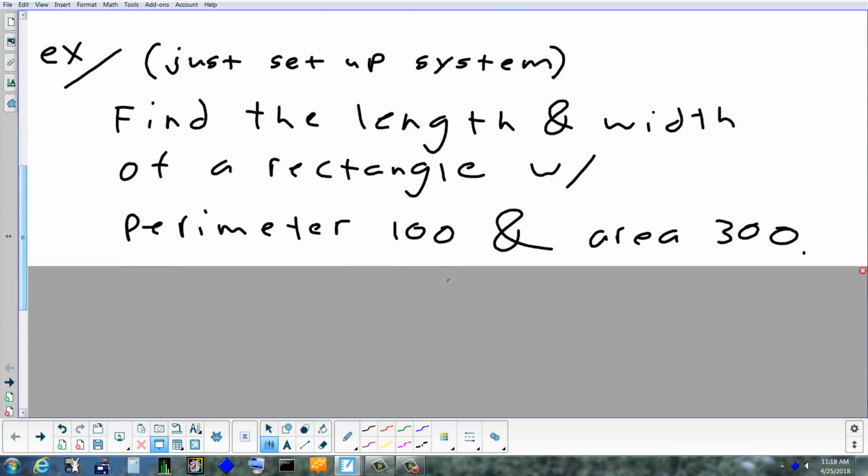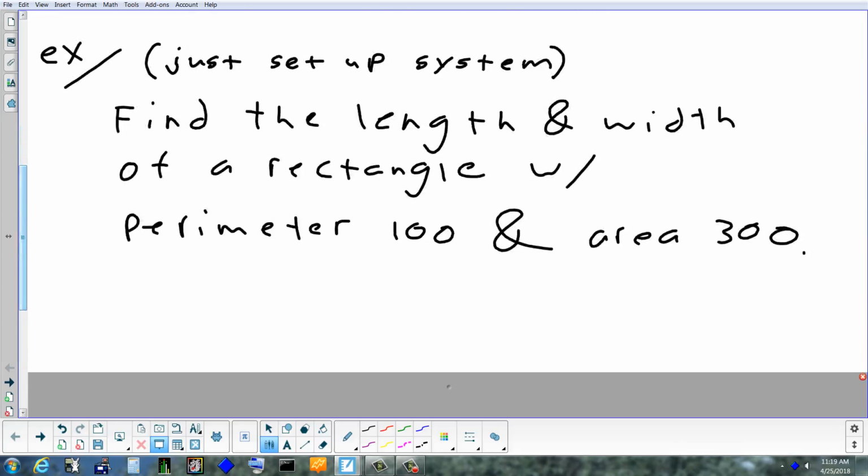Now, if I only told you one of those things, you couldn't solve it. Like if I just said to you, tell me a rectangle with a perimeter of 100, everybody in here could come up with a different answer. But the fact that the perimeter has to be 100 and the area is 300, that's going to limit it to not as many answers. Okay.